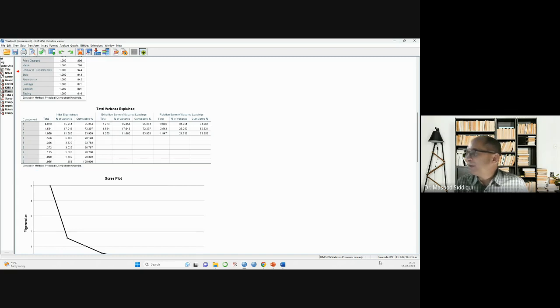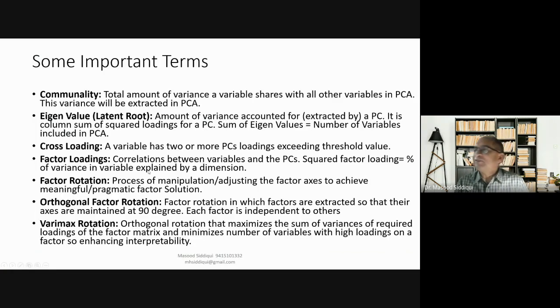So let me explain what eigenvalue means. This is a definition. Eigenvalue is also known as latent root. It is the amount of the variance accounted for, or extracted, by a principal component. This is the column sum of square loading of a principal component that I will be showing you. And the sum of eigenvalues is equal to the number of variables included in the principal component.